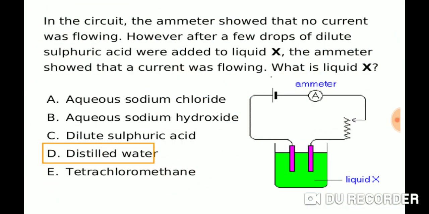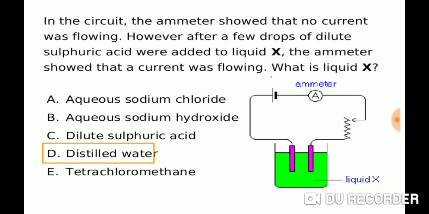Now let us discuss another question. In this circuit, the ammeter showed that no current was flowing. However, after a few drops of dilute sulfuric acid were added to liquid X, the ammeter showed that a current was flowing. What is liquid X? Keep in mind, we have to find what that is. Initially, it does not conduct electricity, but when a small amount of dilute sulfuric acid is added, it conducts electricity.